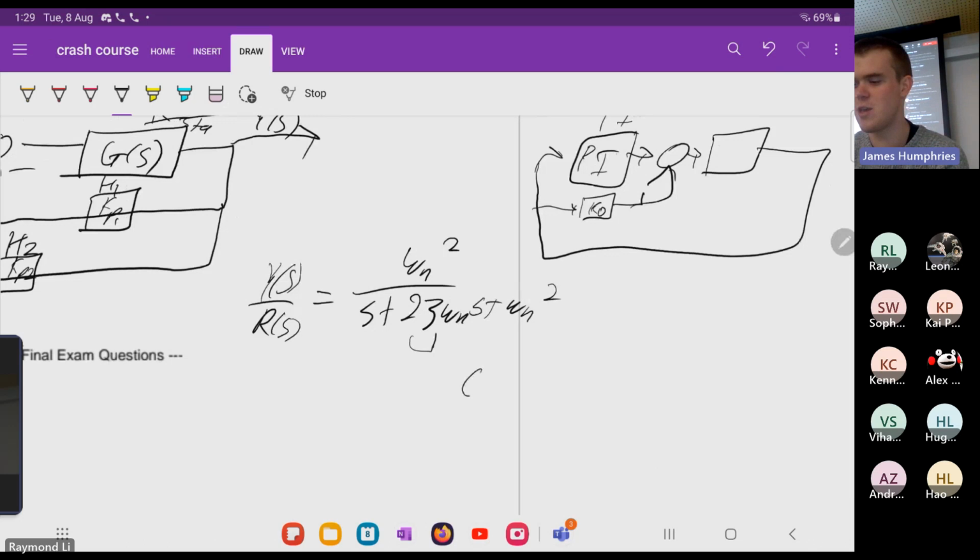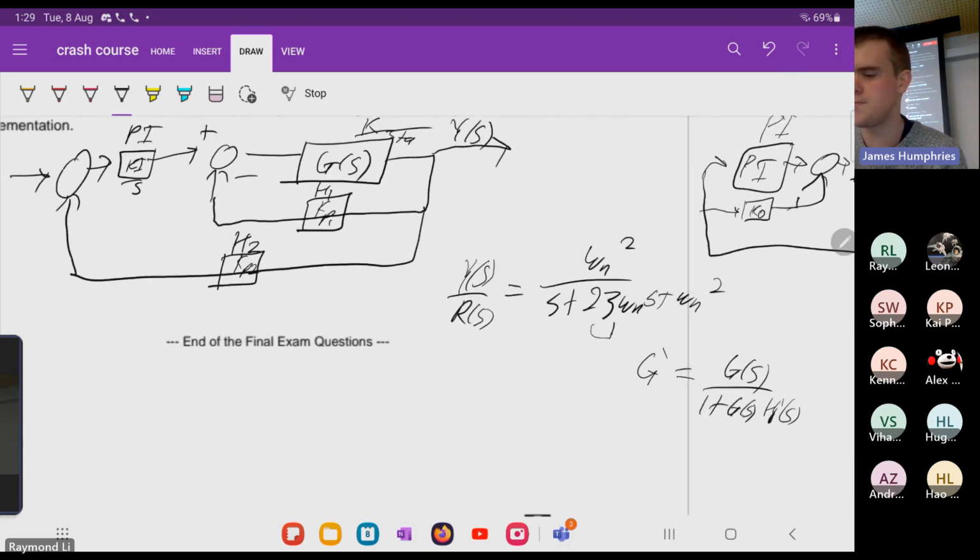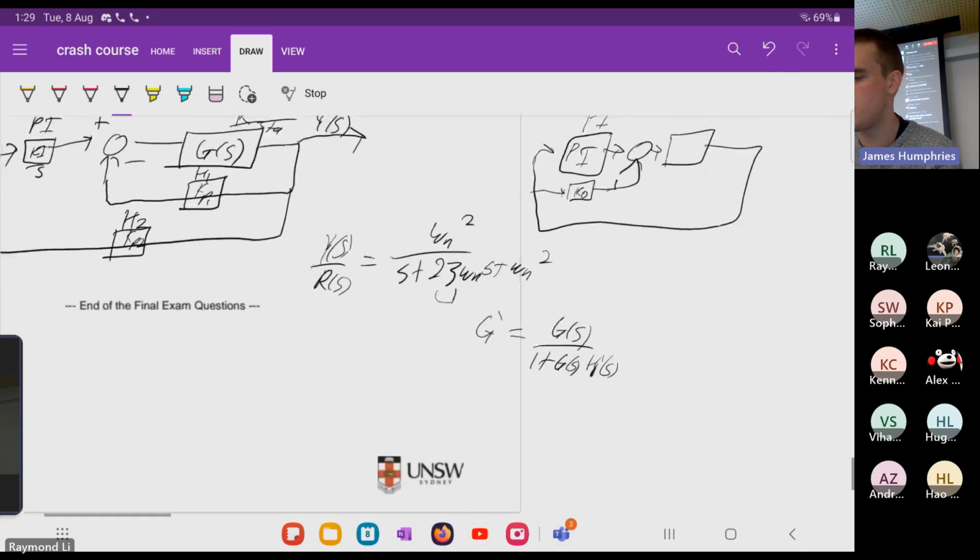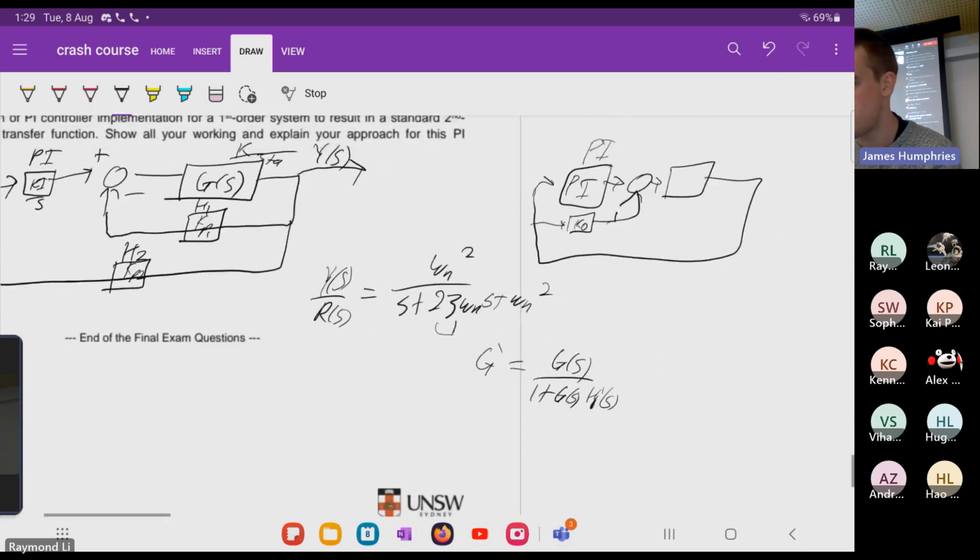All right, because we're going to have the same idea that G prime is equal to G of S on 1 plus G of S H1 of S. Does that make sense? And then that's just going to be K on S plus A, which I'm going to cancel, and say this is S plus A plus K Kp.